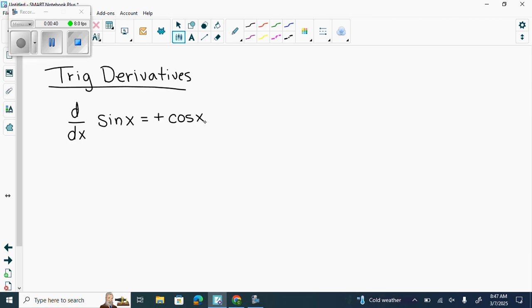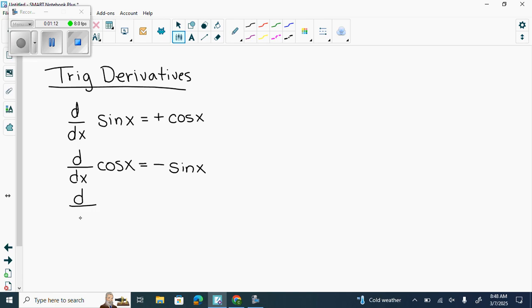Okay, d over dx of sine x is cos x. d over dx of cos x equals, what do you think it might be? At the very least, negative sine x. And then it starts getting harder. Okay, so the derivative of sine x is cos x. The derivative of cos x is negative sine x.